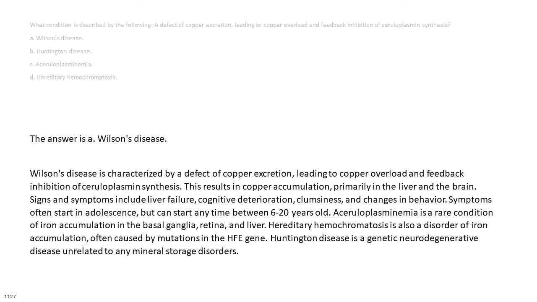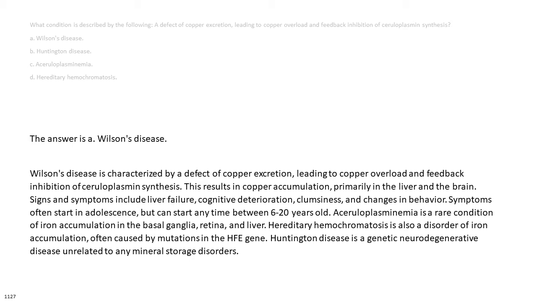The answer is A. Wilson's disease. Wilson's disease is characterized by a defect of copper excretion, leading to copper overload and feedback inhibition of ceruloplasmin synthesis. This results in copper accumulation, primarily in the liver and the brain.